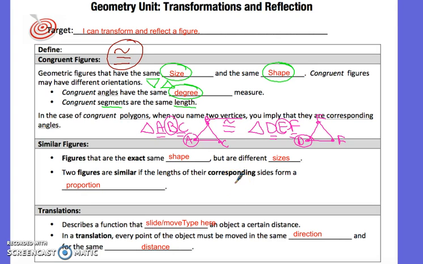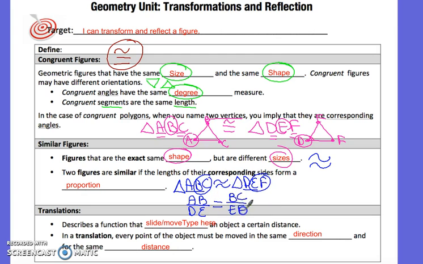Similar figures are figures that have the same shape but are different sizes. The symbol for similarity is two squiggles. Two figures are similar if the lengths of their corresponding sides form a proportion. So let's say that triangle ABC is similar to triangle DEF. That would mean that AB over DE would equal BC over EF, and it would also equal AC over DF if you put in their side lengths.